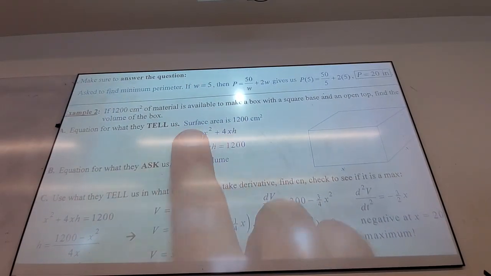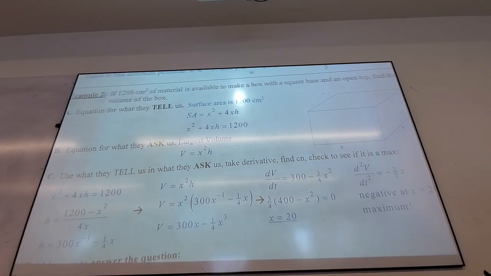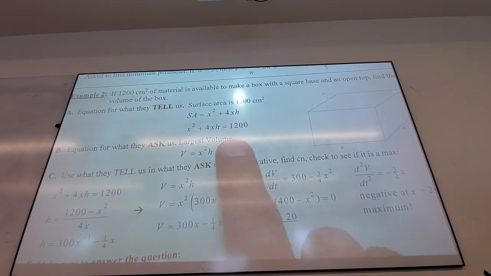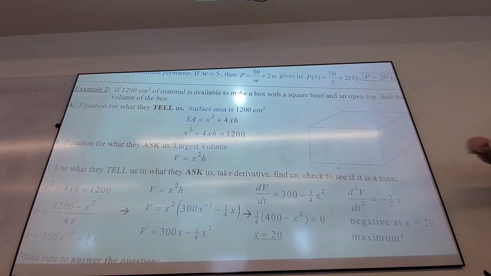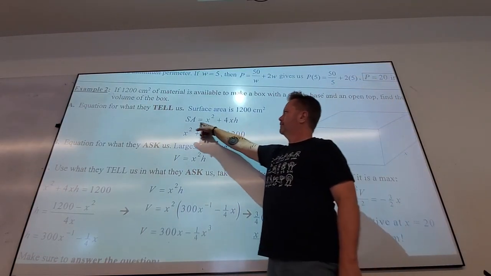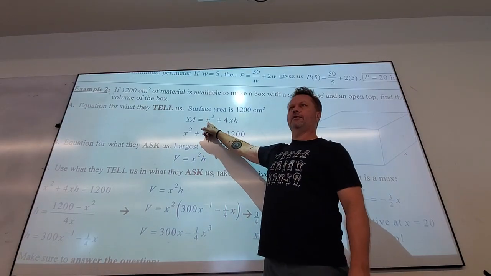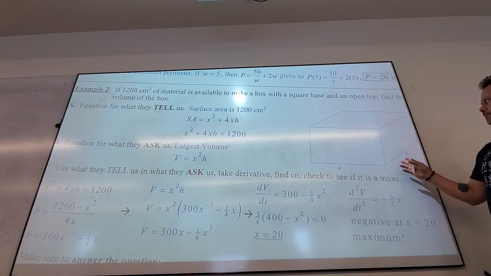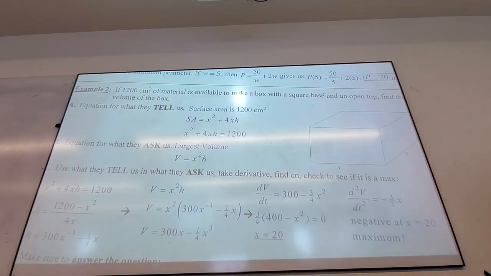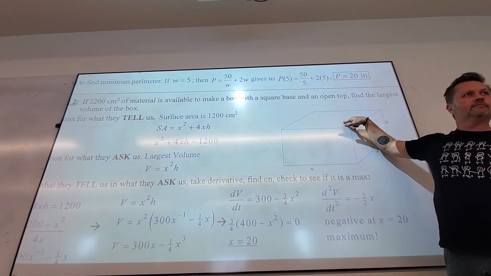And then I give you another one about a box. Square base, open top. So you'll see some of these in the homework. The surface area. Where is this coming from? X squared. What is that in the picture? X, that's the base. And it's an open top.